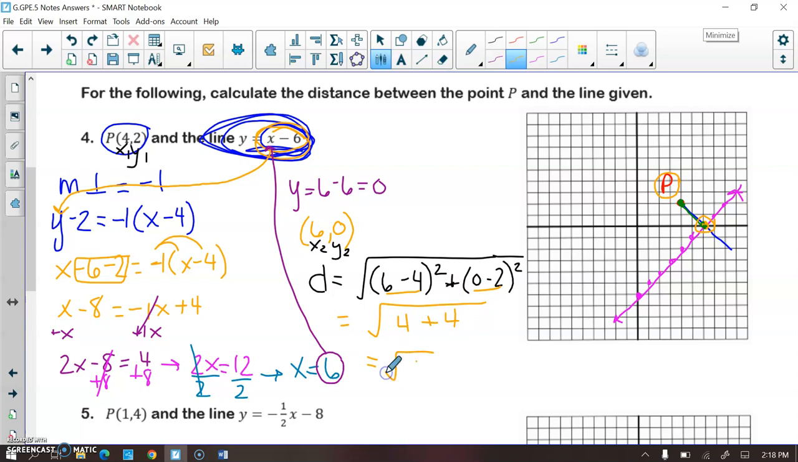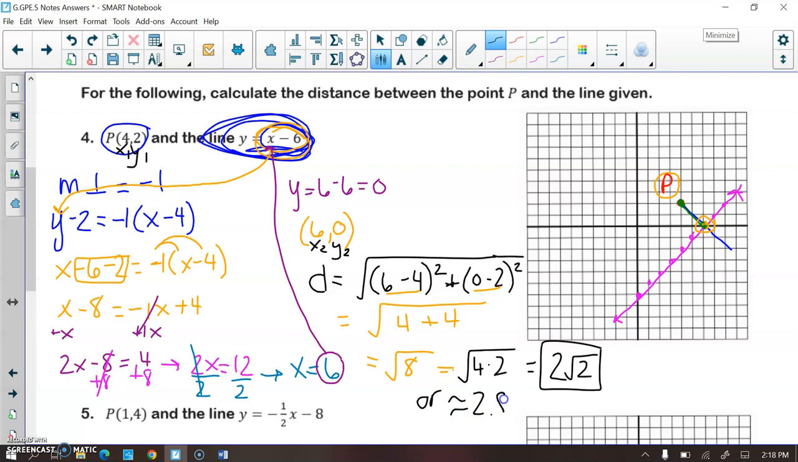So I wind up with the square root of 8, which if I asked you to put this in simplest radical form, we can split 8 up into 4 times 2. So this would be 2 root 2 because the square root of 4 is 2. Or if I asked for this rounded to the nearest hundredth, you would do the square root of 8 in your calculator, and you would get about 2.83.